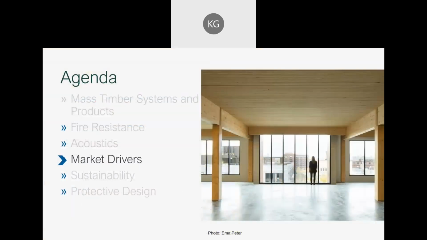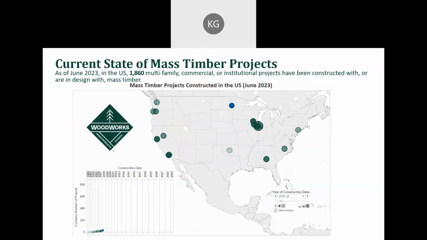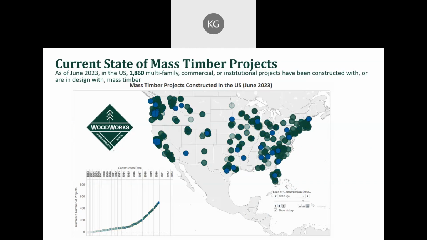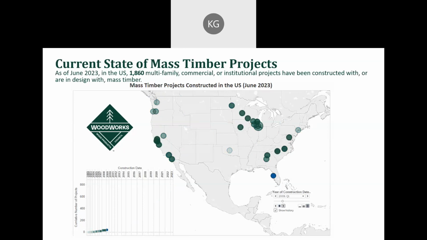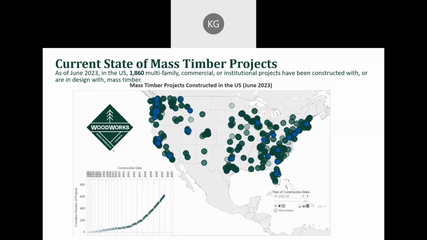All right, so let's talk about why people are being driven to use mass timber in their projects. As of June 2023, we've got 1,860 multifamily, commercial, or institutional projects that are in design or have been constructed with mass timber across the U.S. This graphic is showing those projects where construction has been completed, which is exhibiting exponential growth.